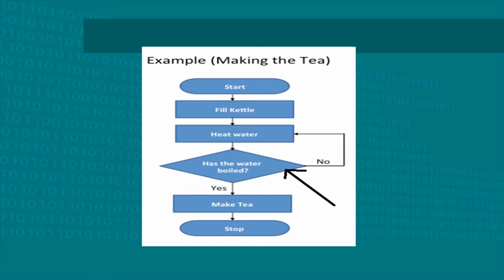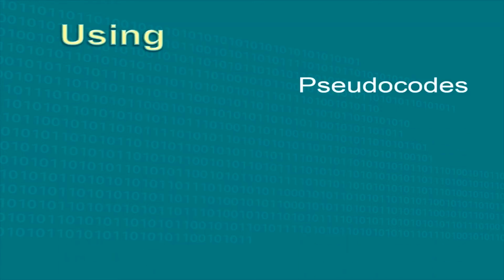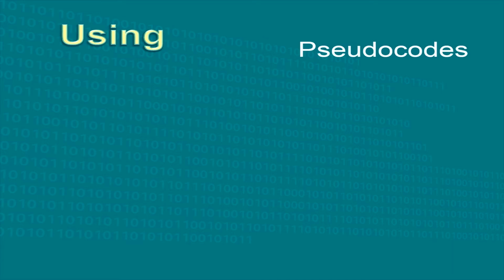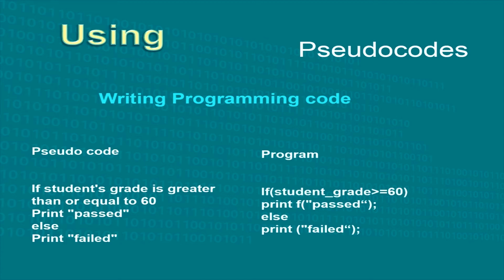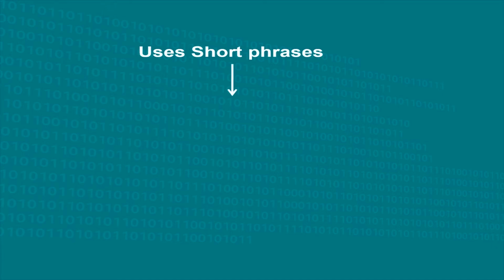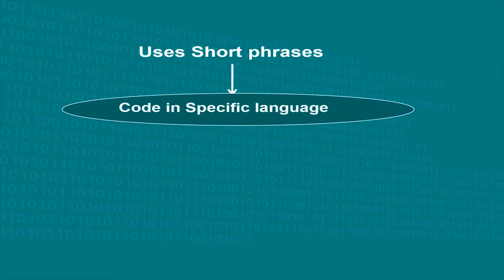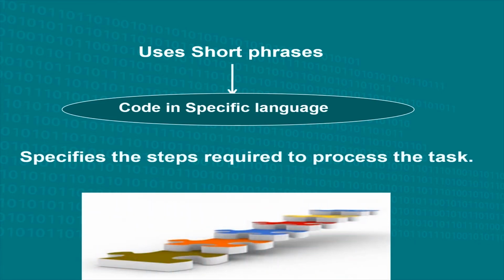Algorithms can also be represented using pseudocode. Pseudocode is a simple way of writing programming code in English, but not in an actual programming language. It uses short phrases to write code for programs before you create it in a specific language. In other words, it specifies the steps required to process a task.